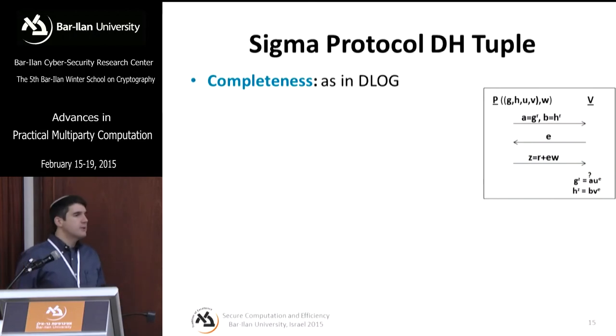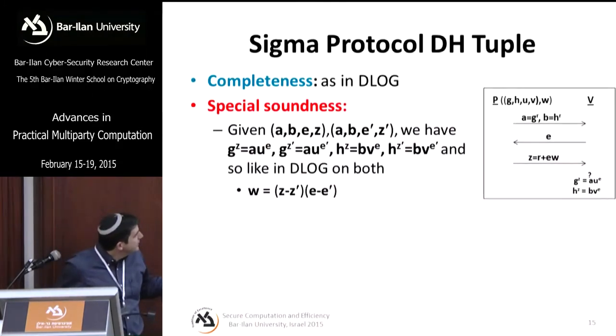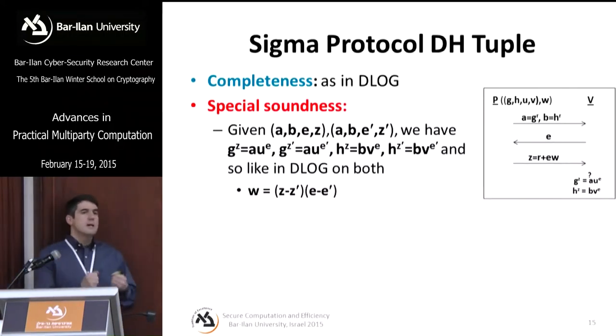Completeness is the same as in discrete log, it's obvious. And special soundness, actually we get exactly the same property. So we can do exactly the same analysis as beforehand, and we can show in exactly the same way that if the prover answers both of those queries, then you can extract W.